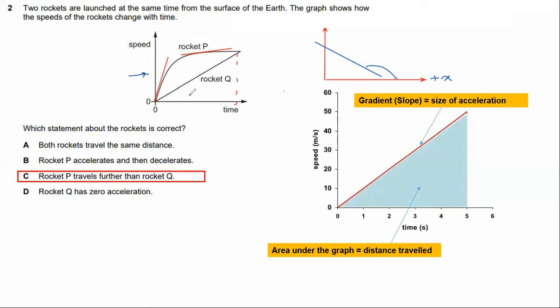Acceleration of rocket P is initially greater and it gradually decreases. We can understand this by considering the angles of the two tangents. Angle of the first tangent is greater than the angle of the second tangent, which suggests that gradient decreases. Therefore, the acceleration decreases. Remember, acceleration decreases, there is no deceleration. So, answer B is also wrong.